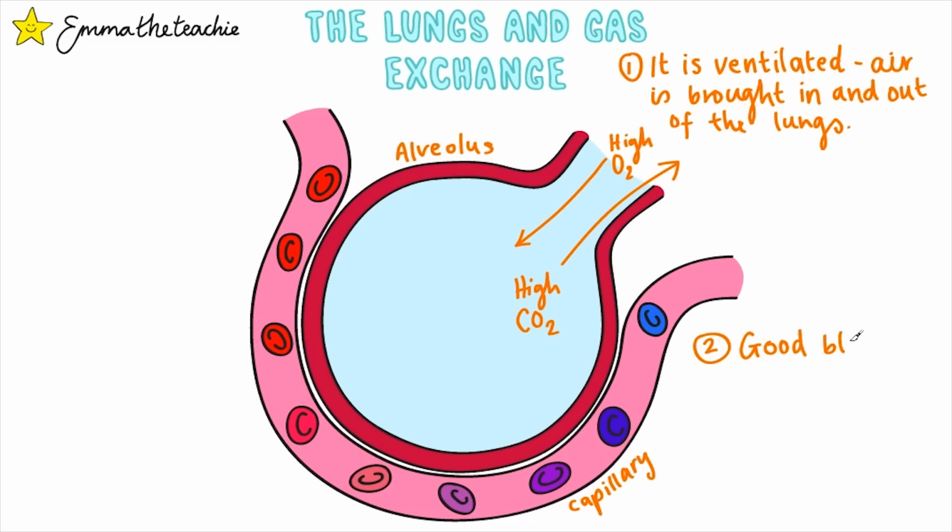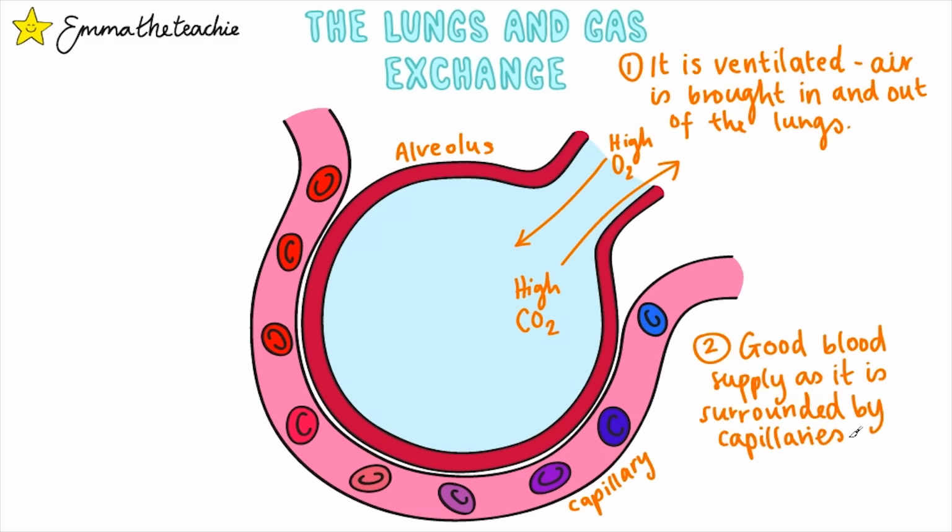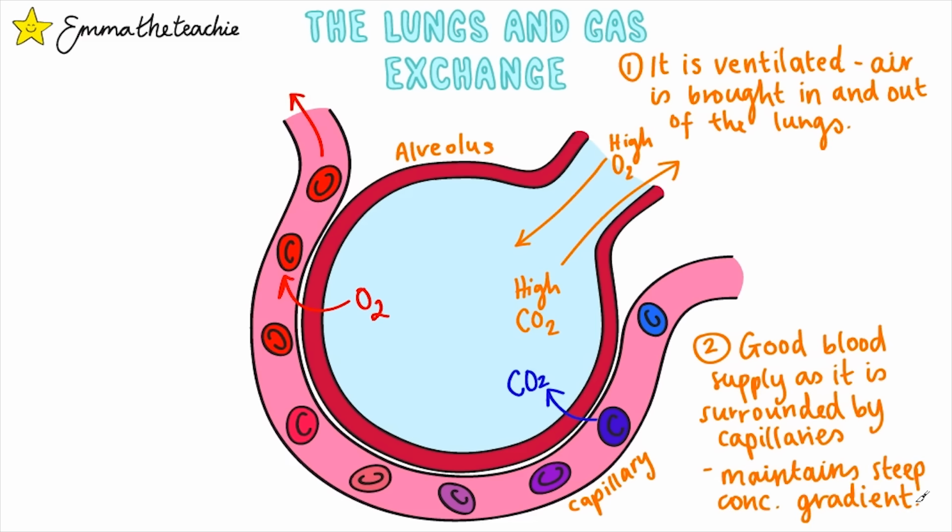Secondly, it has a good blood supply, as it's surrounded by a capillary network that covers 70% of the alveolus. Let's look at what's happening in the blood. The blood that arrives to the alveolus has got a high concentration of CO2. This diffuses out of the blood and into the alveolus, where it has a lower concentration of CO2. The blood that is arriving also has a low concentration of oxygen, whereas the alveolus has a high concentration of oxygen. That means it diffuses out and into the blood. This maintains a really steep concentration gradient, as the blood quickly transports that new oxygen away, and that keeps that diffusion gradient going.